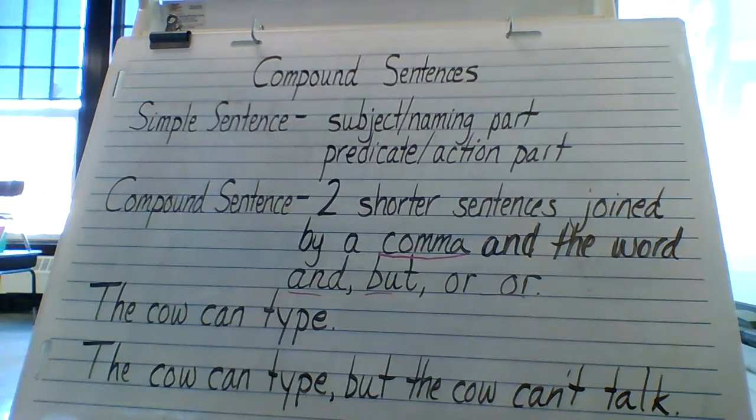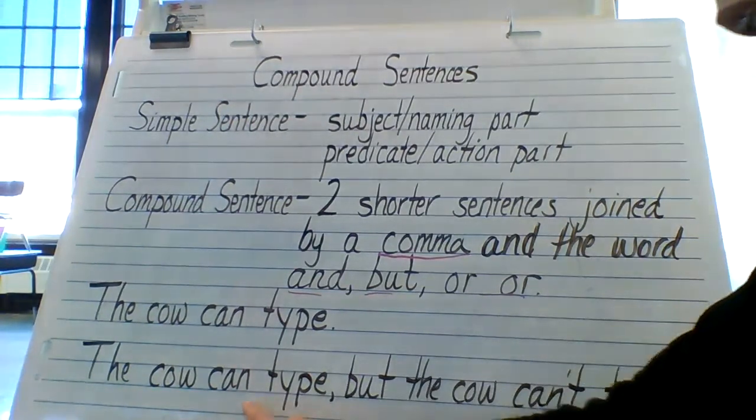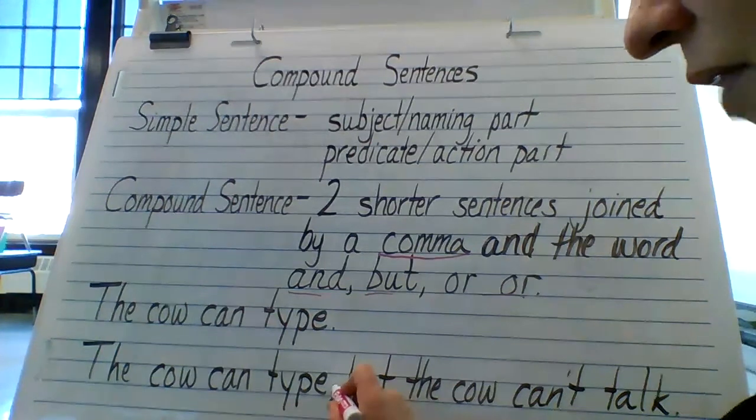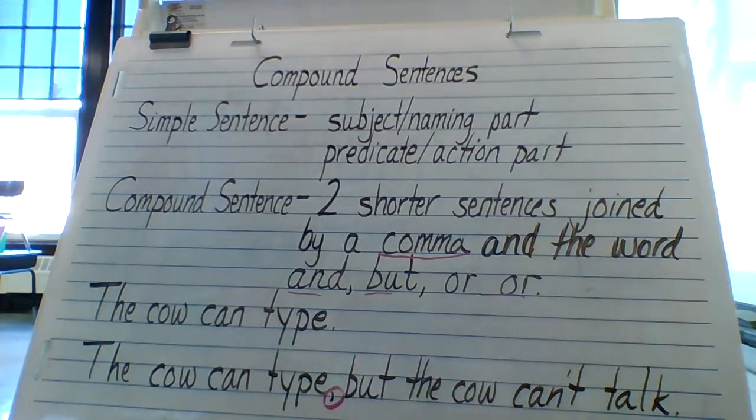And I'm going to create a compound sentence. So what I'm going to do is I'm going to take my first sentence, the cow can type, and I'm going to put a comma at the end of that instead of a period. So I'm going to say the cow can type, comma, but the cow cannot talk.